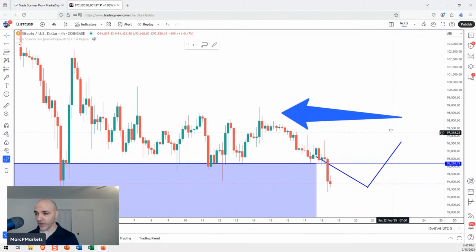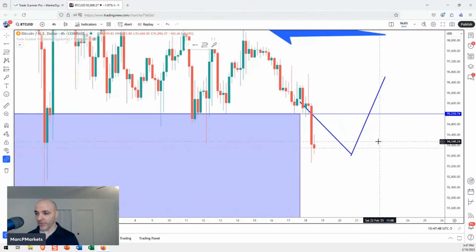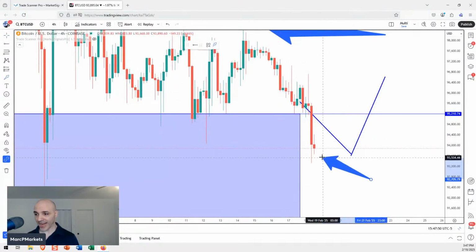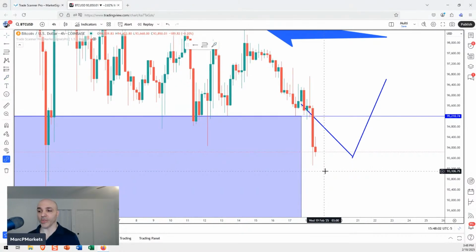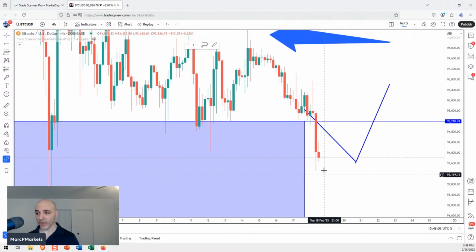Even here on this 4-hour chart, there's really nothing attractive. Yes, we're at a nice location. We have an inside bar, but that's it. This does not justify taking risk just yet on this swing trade time frame. And also, this is why we have something like the Trade Scanner Pro to help confirm these situations, which we'll talk about in a bit.